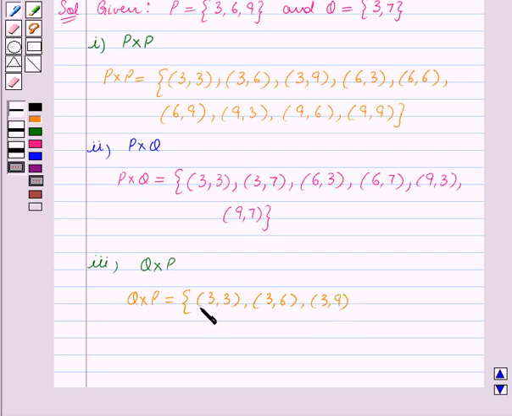So we have fixed the first component as 3, which is an element of the set Q, and paired it with the elements 3, 6, 9, which are elements of the set P. Similarly, fixing the first component as 7, we get the ordered pair 7, 3, ordered pair 7, 6, and ordered pair 7, 9. Thus we have found Q cross P, which is the answer for the third part.